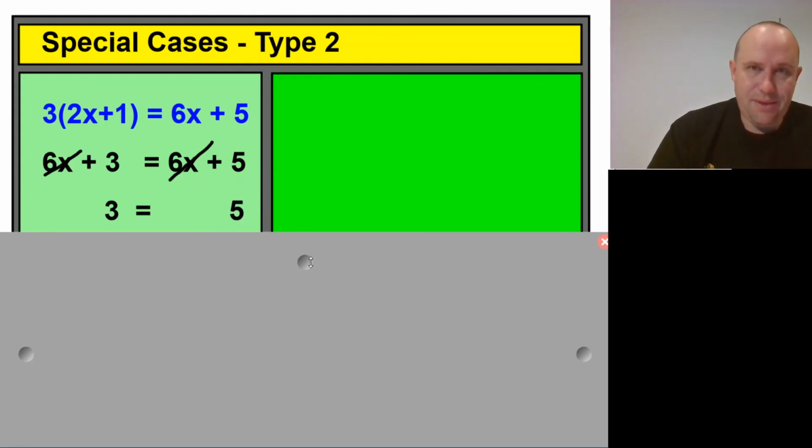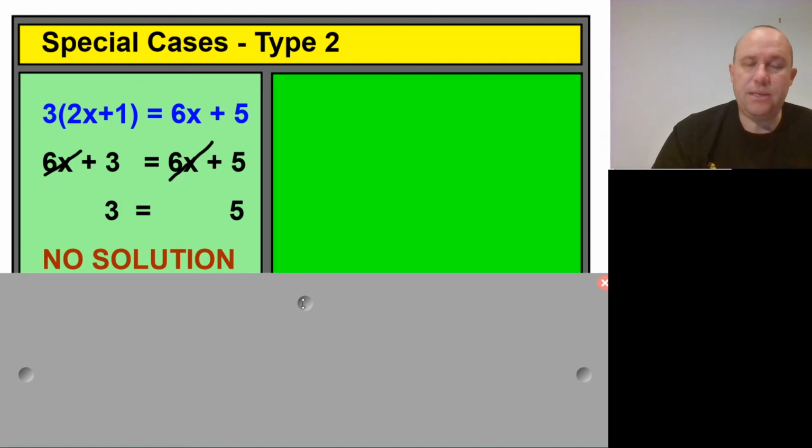Now this time, clearly 3 does not equal 5. So that's how I normally ask the question. Does 3 equal 5? No. Therefore, the answer to this question is no solution. There isn't a single x value you can use for this question that would actually give us a true statement, because 3 does not equal 5. If it was 3 equals 3, then I would have said yes, it does, and I would have put infinite solutions. So keep an eye out for those questions as well.